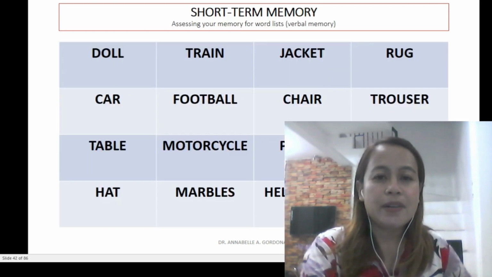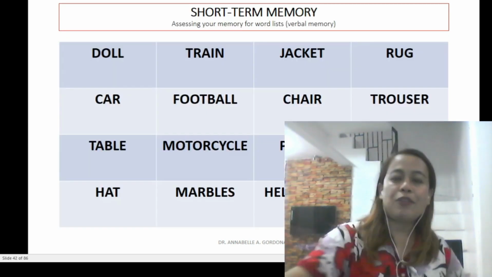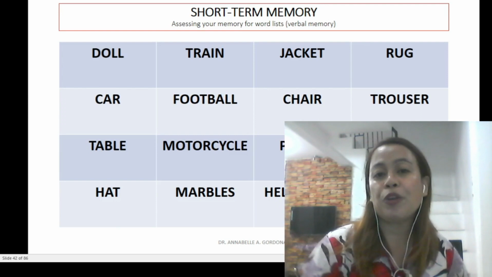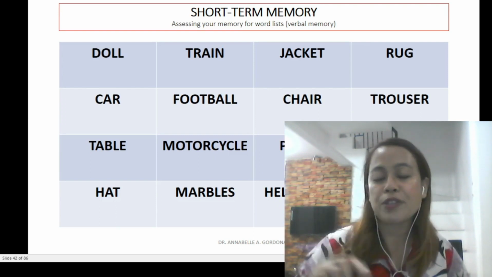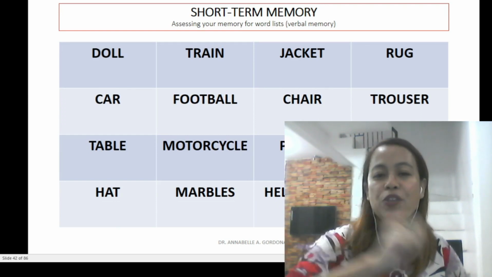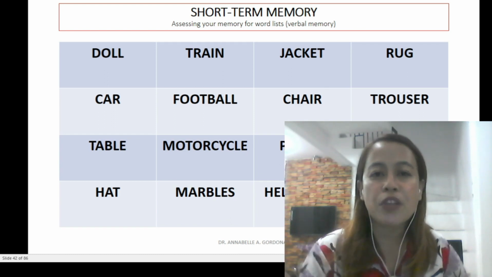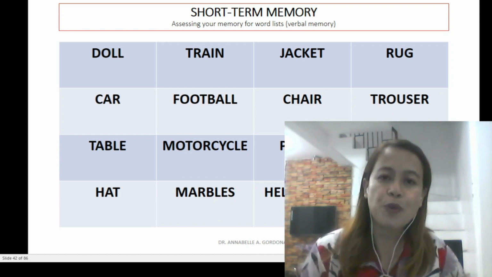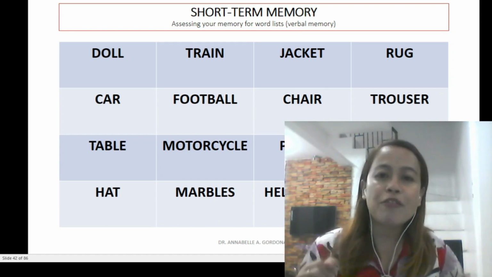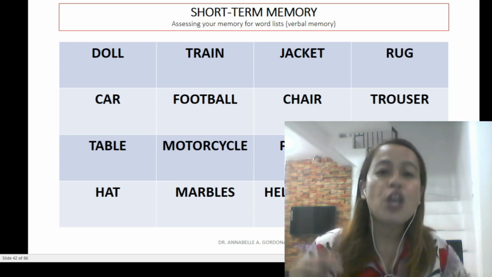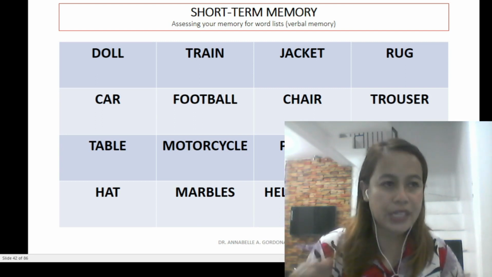Okay? So I have here another set of words for you to memorize, like a count of 1 to 15. No writing first, and no picture taking. Okay, so are you ready? In a count of 1 to 15, memorize all these words. Ready? 1, 2, 3, 4, 5, 6, 7, 8, 9, 10, 11, 12, 13, 14, 15.